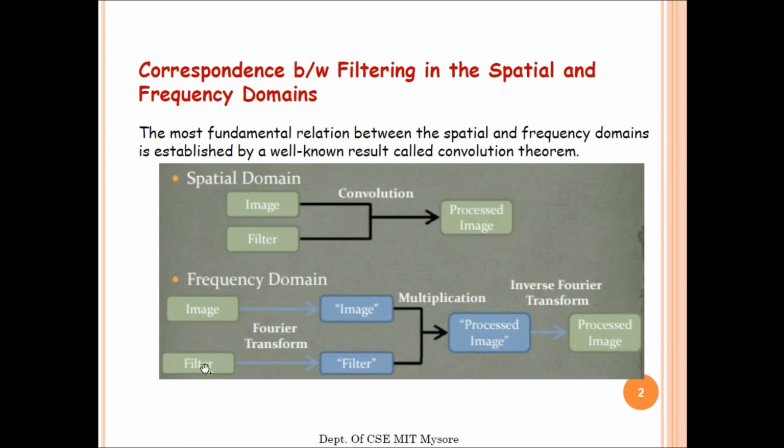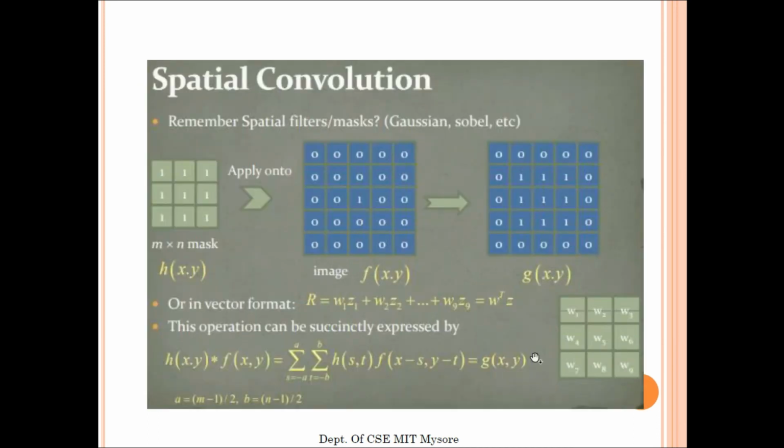Then the filter function is also transferred to the frequency domain by performing the discrete Fourier transformation of the filter function. Later, the image will be multiplied with the filter function, then it produces the frequency domain output. Later, the frequency domain output is converted into the spatial domain output by performing the inverse Fourier transform. So here in this slide, the green box represents the spatial domain and the blue lines and blocks represent the frequency domain.